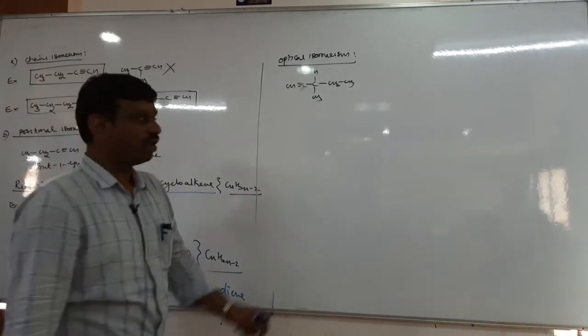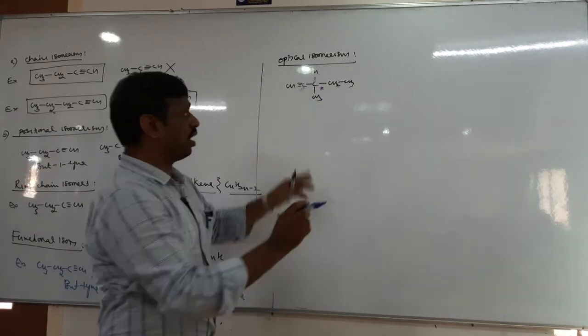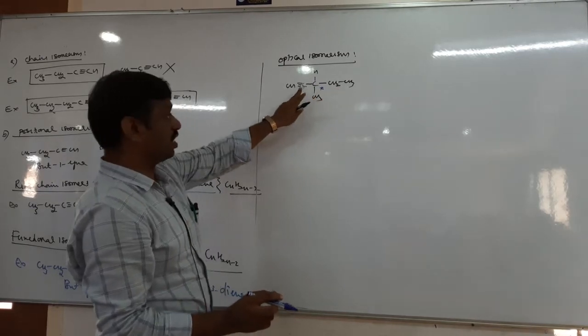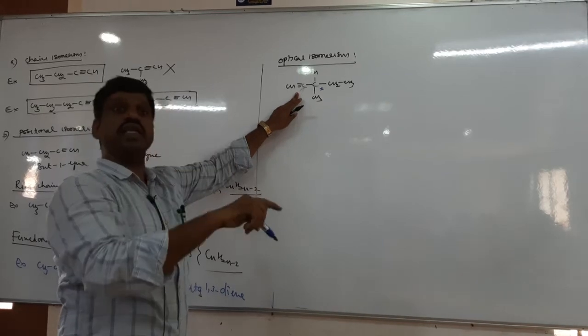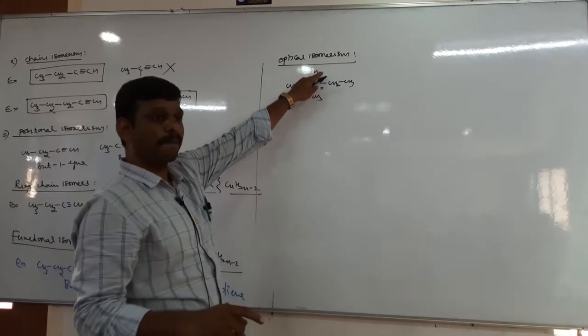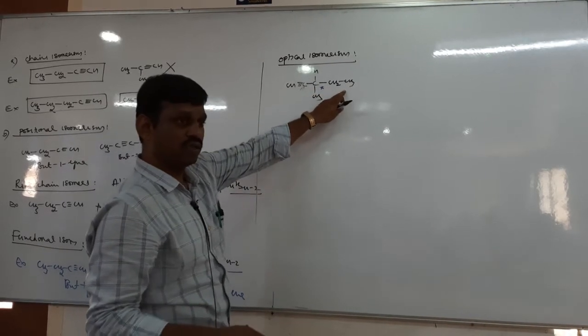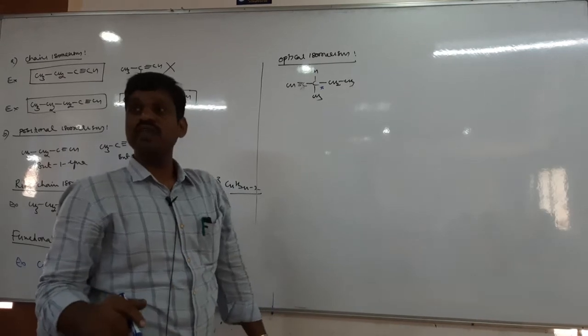No. This is a chiral carbon, right? This chiral carbon has methyl, ethyl, ethynyl, then hydrogen. It means 1, 2, 3, 4, 5, 6. The minimum number of carbon atoms should be how many? 6.